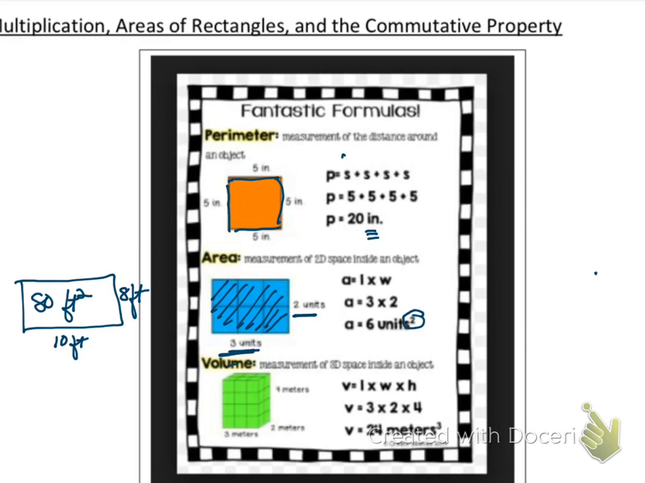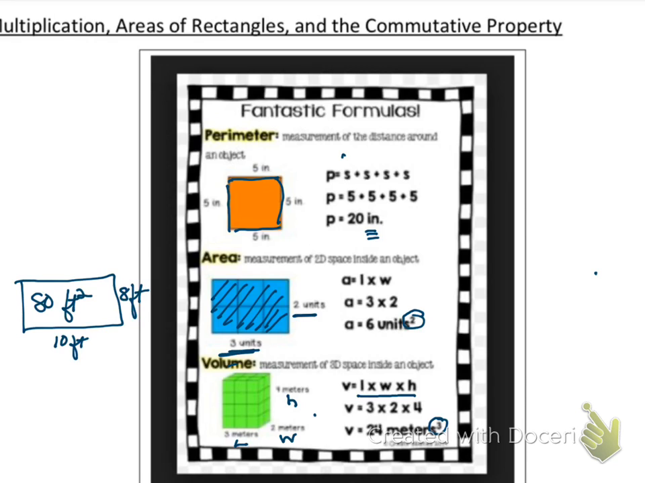Volume is always length times width times height. Okay, so if we say that this is your length, right here for the 3, that's your length, and the 2 is your width, and your height is 4, we would multiply those 3 numbers together. So 3 times 2 times 4, we would get 24, and then because we're saying meters times meters times meters again, that gives us cubic meters, or meters raised to the 3rd power.